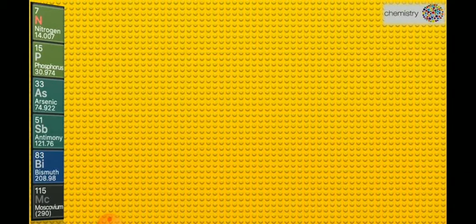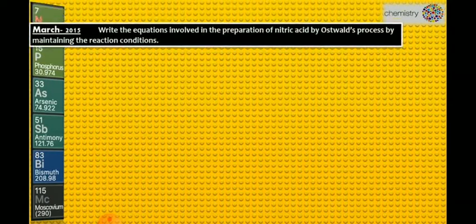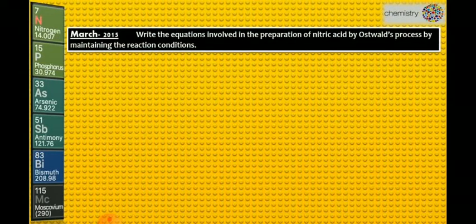Look at these questions from previous year PU University board examinations. In the March 2015 board examination, the question was like this: write the equations involved in the preparation of nitric acid by Ostwald's process by maintaining reaction conditions. This question is of 3 marks.